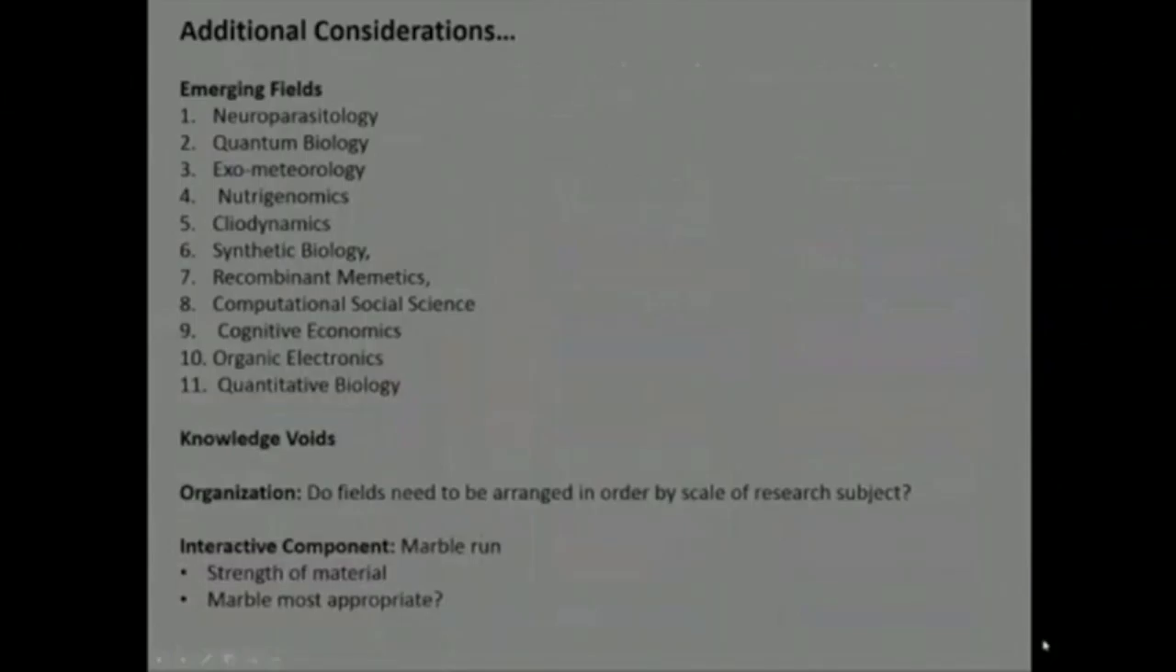So these are things that I'm considering as additional inclusions. Thank you so much for the brainstorming. That's a good starting point for me. We have all these emerging fields. How do I choose which fields to include? This is where artistic license comes in.